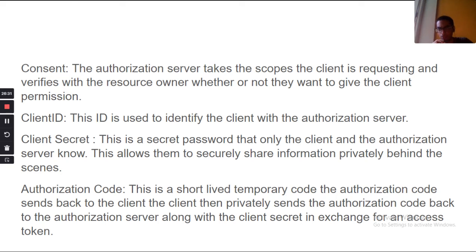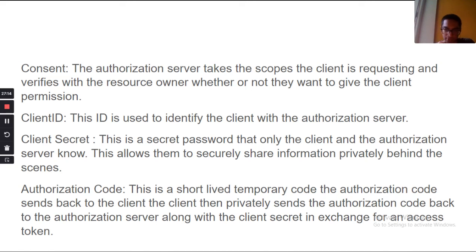Now the client sends the authorization code and the client secret. The client secret is again a secret password to the authorization server. So in step 3, the client sends two things, the authorization code and the client secret, to the authorization server. And once the authorization server has received the correct client secret and the correct authorization code, it then sends an access token back to the client.